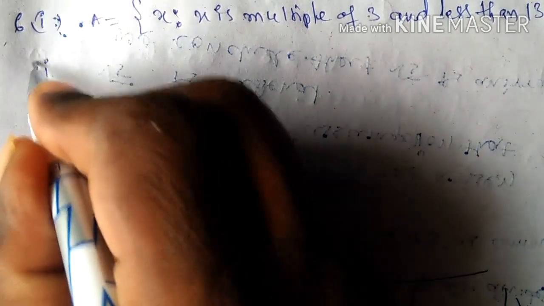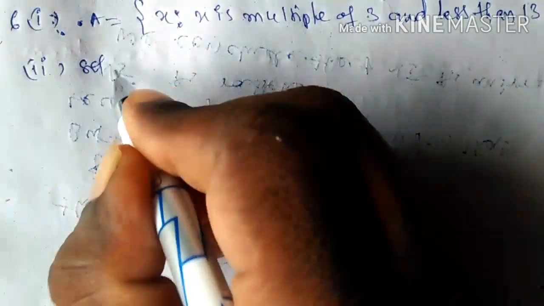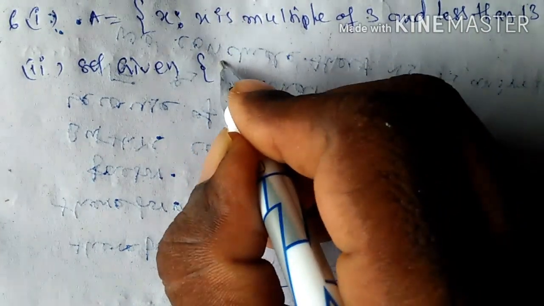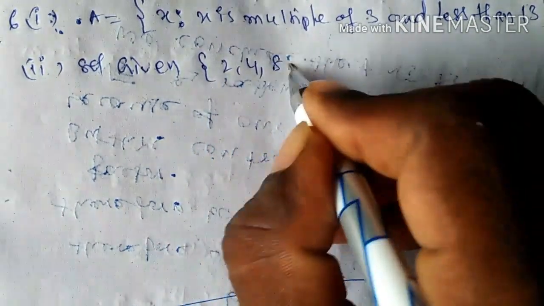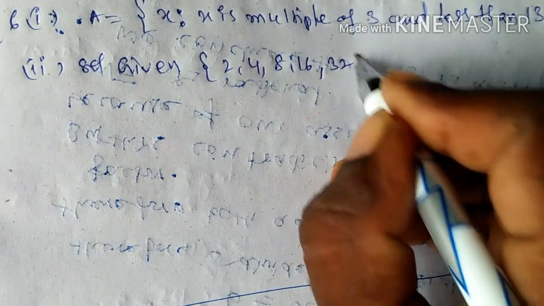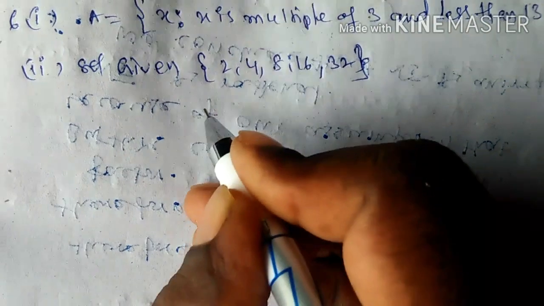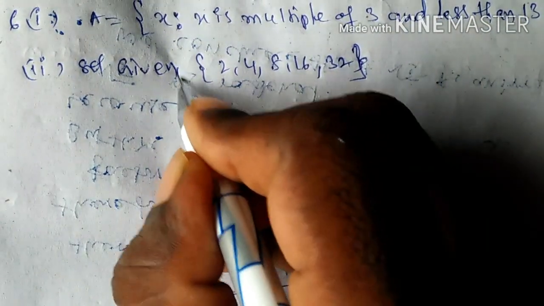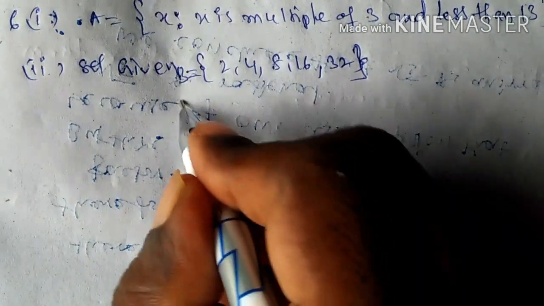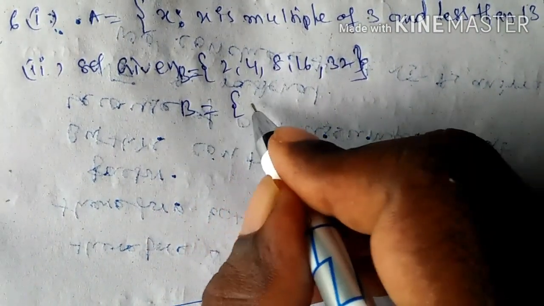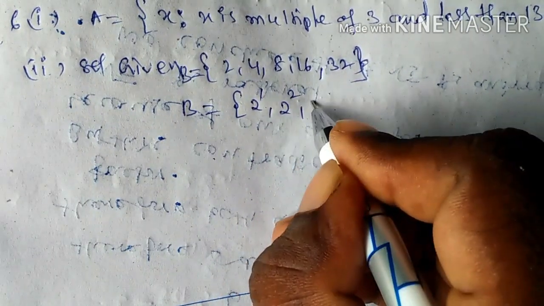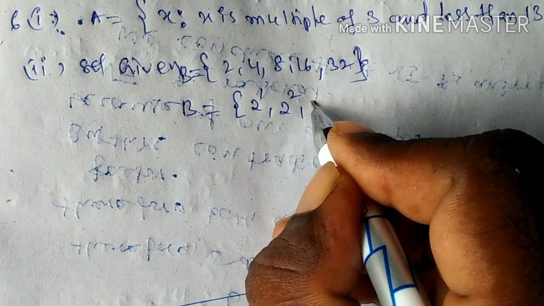So second one, solution given. What he has given? 2, 4, 8, 16 and 32. So these numbers I am going to write like this. Let us take it as set B. B is equal to, I am going to write 2 to the power of 1, 2 square. 2 square means 2 into 2, it is 4.